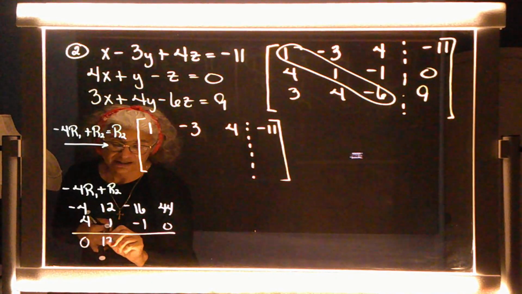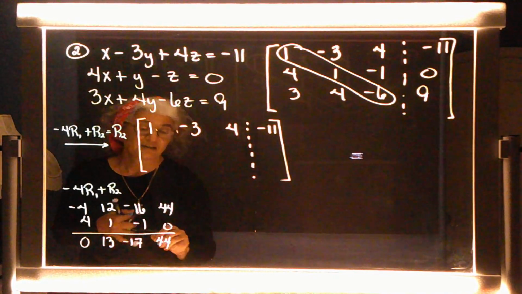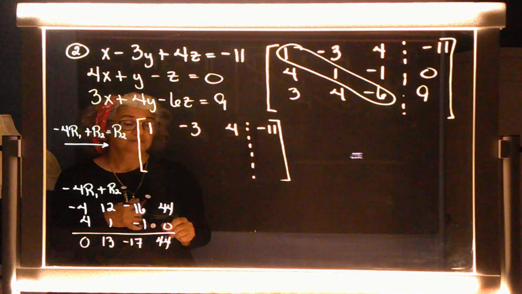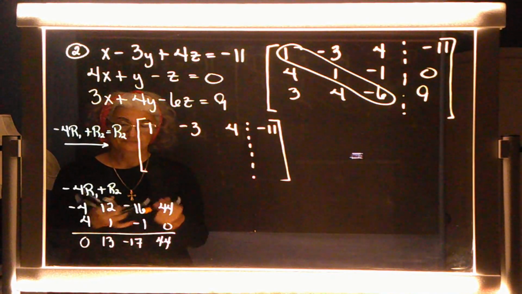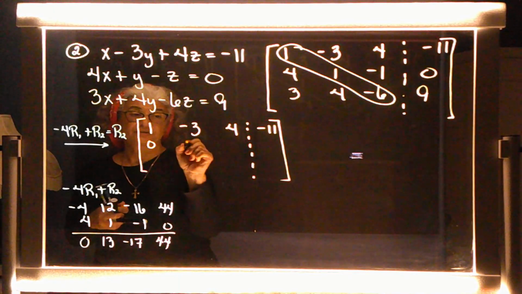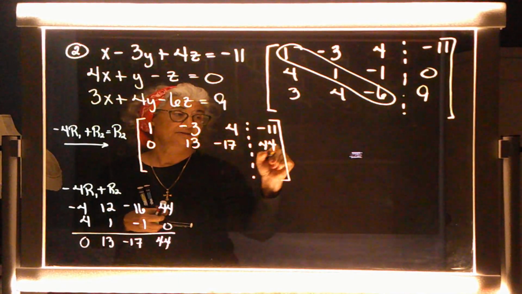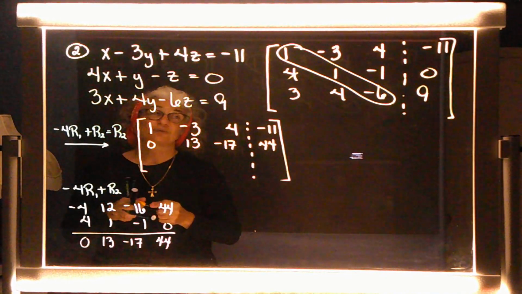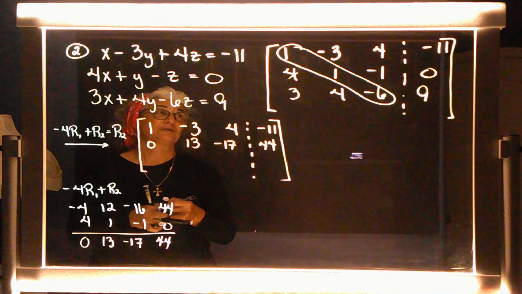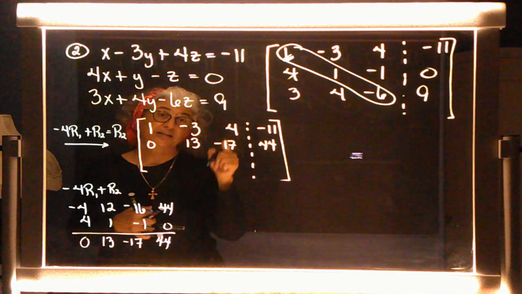So looks like my second row has some very interesting numbers. Well, so be it. So my second row is 0, 13, -17, and 44. Got it. Just got rid of that 4. Now it's time to get rid of the 3. Okay, by using the 1 because it's on the diagonal and it's also an x.